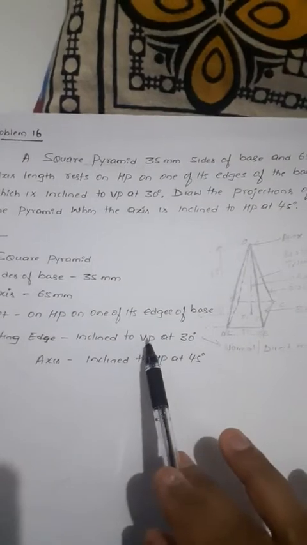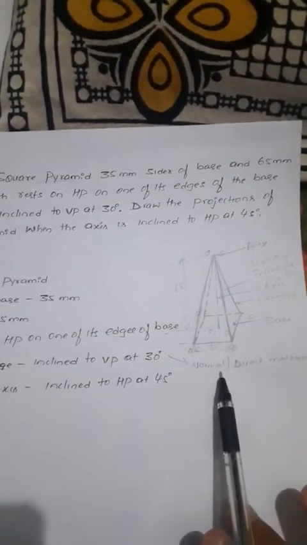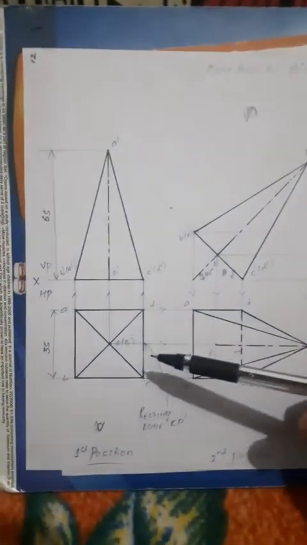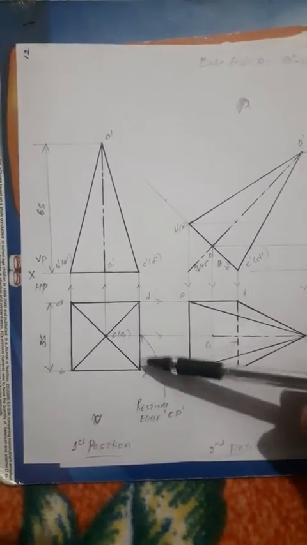What is the next condition? The resting edge is inclined to VP at how much? 30 degrees. Now which method is it, the normal or direct method? Why is it the normal and direct method? See, from the first position top view also, what is the resting edge? CD is 35 mm.